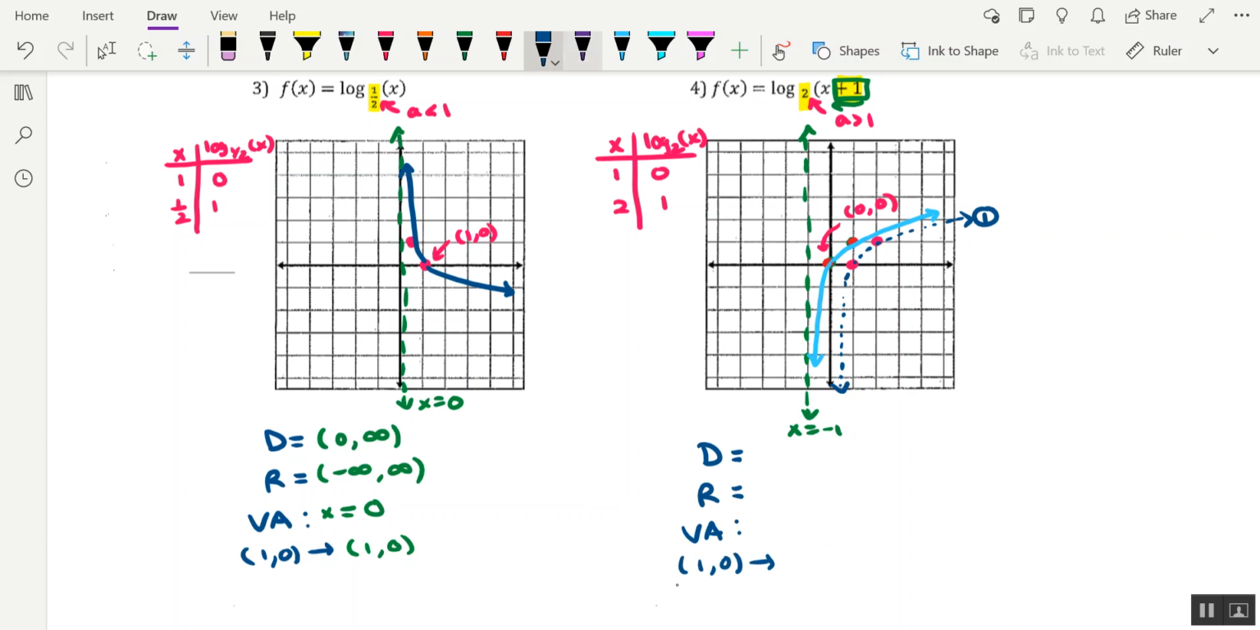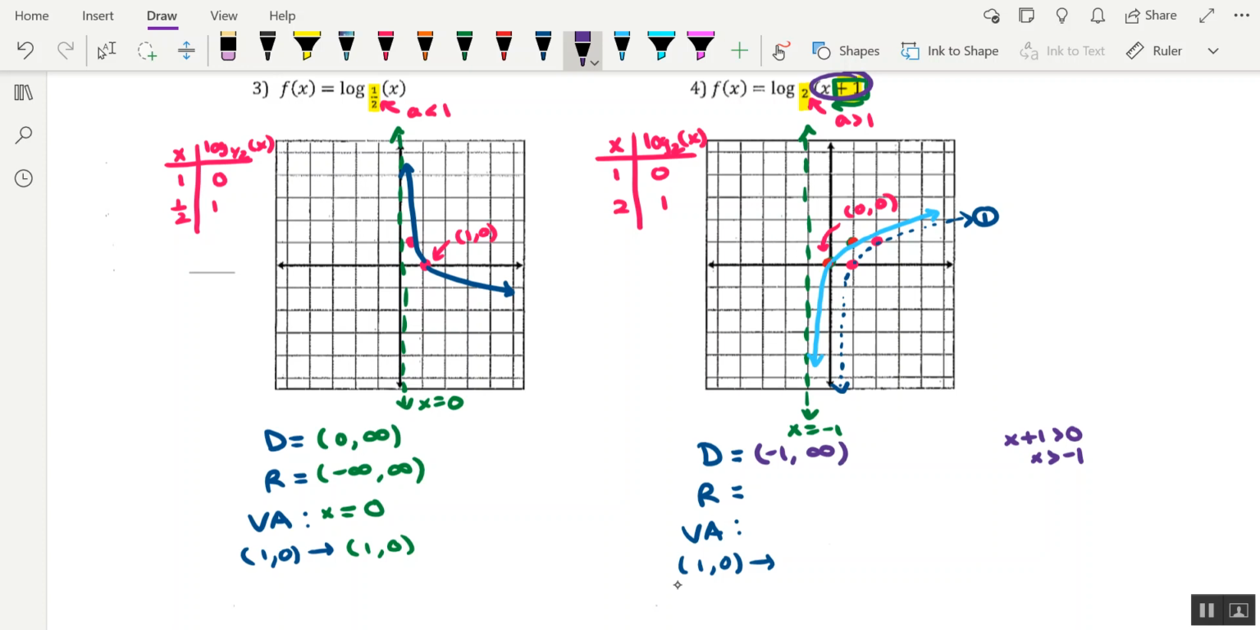So one way of finding the domain algebraically is to take the inside expression, or in other words, the argument of the log function, and set it greater than 0. So if I do that, I'll do it off to the side. I'll say x plus 1 is greater than 0, and solving for x would give us x is greater than negative 1. So that would tell us that the domain would be parentheses negative 1 comma infinity.